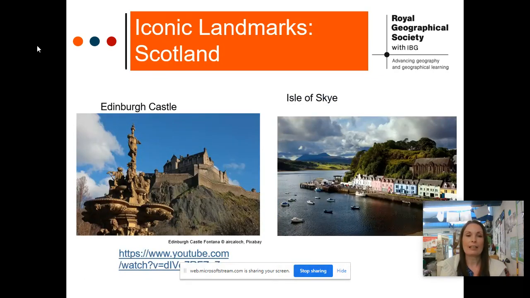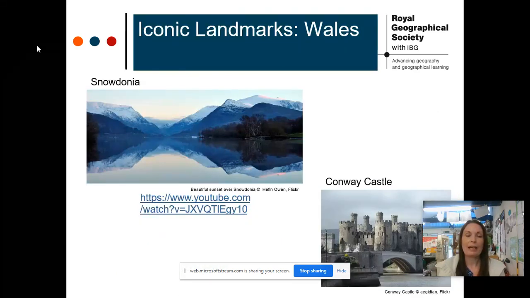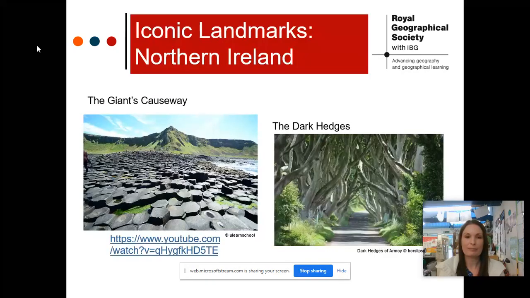In Scotland, they are famous for Edinburgh Castle and beautiful little islands where you can see amazing sea and beautiful mountains. And Wales, you can go and see the mountains of Snowdonia and Conway Castle as well. Northern Ireland again, Giant's Causeway, beautiful stepping stones and a fantastic story that surrounds it, and brilliant countryside too.